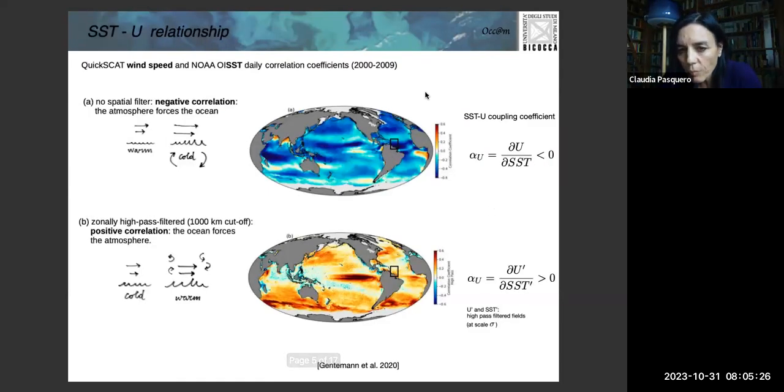We said that the coupling coefficient changes from being negative at the large scale to becoming positive at the smaller scale. One might wonder at what scales the ocean is really forcing the atmosphere. Is there a lower scale at which the ocean stops forcing the atmosphere, in the sense that the air passing above a structure in the ocean doesn't have the time to respond to that sea surface temperature structure? So we are interested in seeing the variability of the coupling coefficient by changing the scale of the high-pass filter.